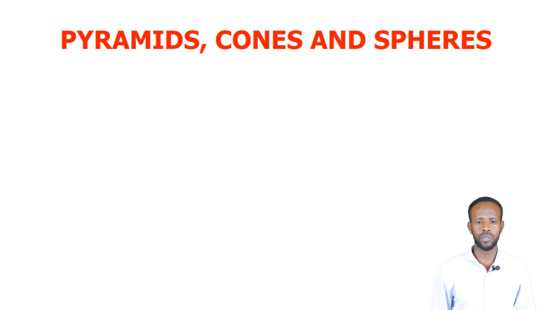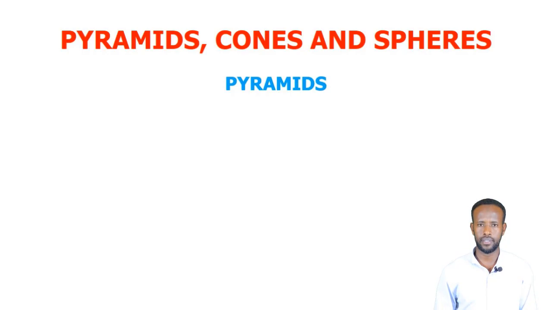So this consists of three parts: pyramids, coins, and spheres. Today we will learn only pyramid. Next lesson we will learn coin. Then spheres will start. So now let us start pyramids.